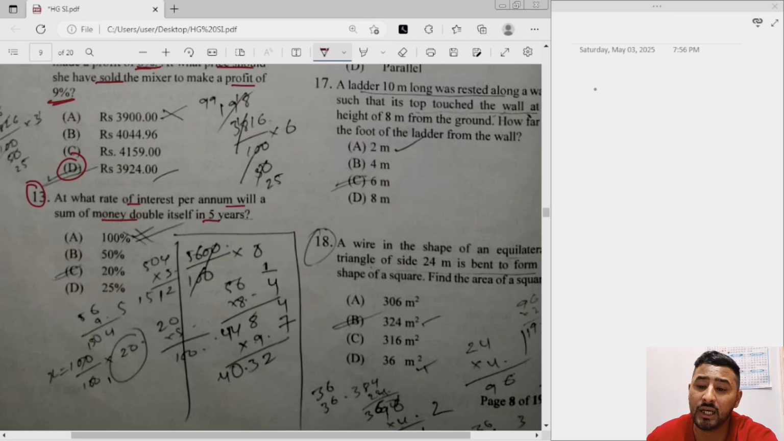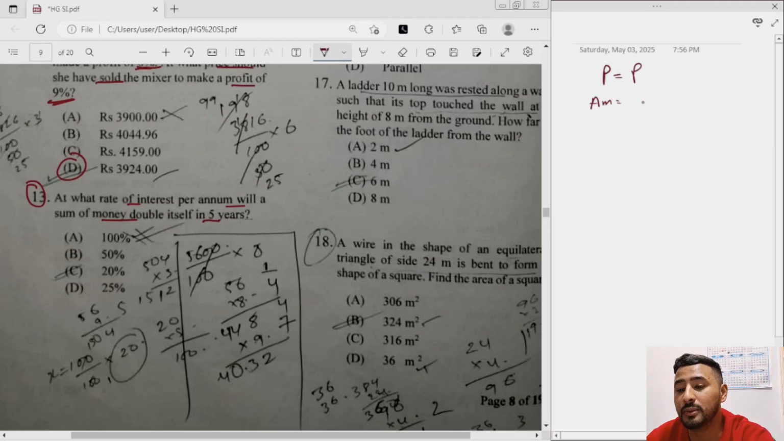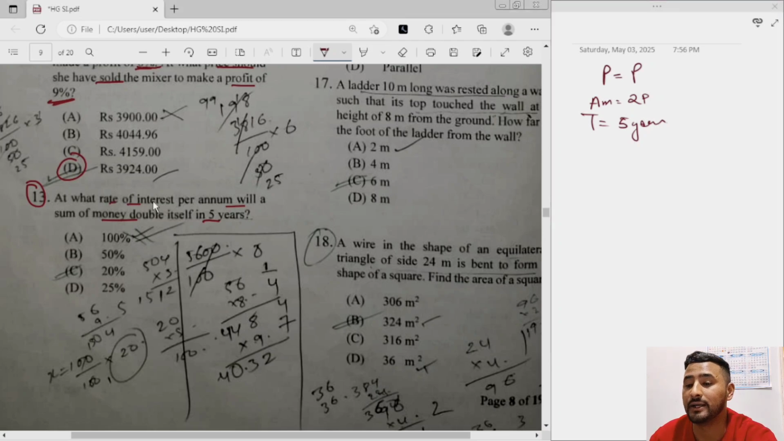So we have done this one, right? When it is double, you should write like this, amount. Okay, do like this. First we need what? Principal, right? Then only we'll get the amount. Principal is say P, so amount will be what? Since it is double, if P will be double, means 2P, right? So what about time? Time given is 5 years. So we need to find the rate of interest. So how will we find? I've already done.